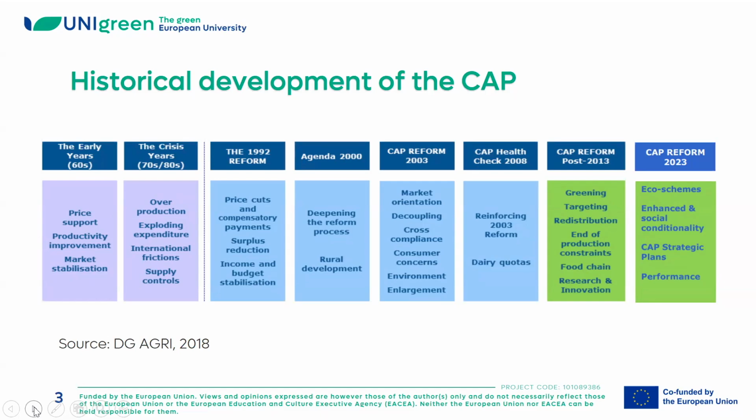1962, pursuing three main objectives: raise farm productivity and stabilize the agricultural markets, ensure availability of food at reasonable prices, and provide fair living standards for farmers. The Common Agricultural Policy was composed of the Common Market Organization on cereals, pork, poultry, wine, fruits, and vegetables, and the European Agricultural Guarantee Fund.